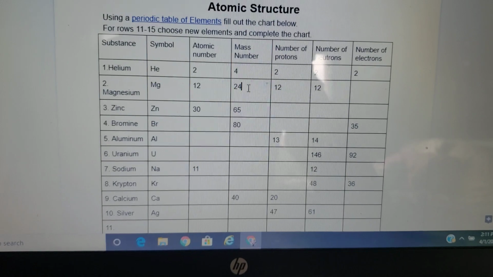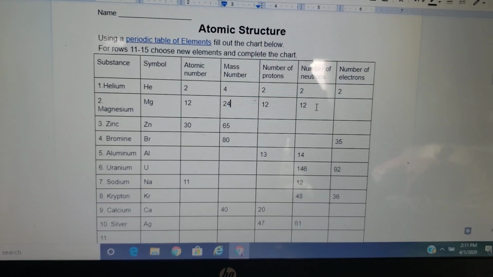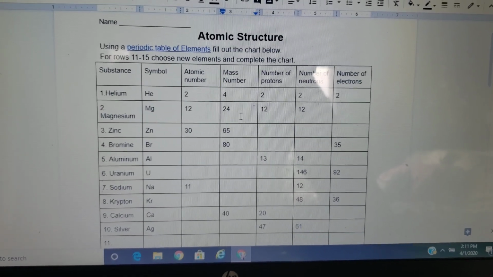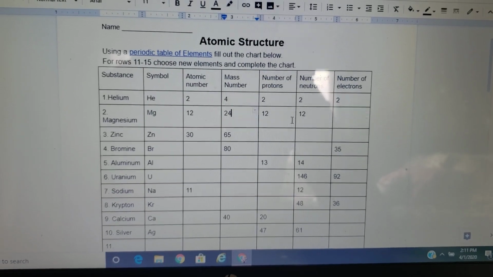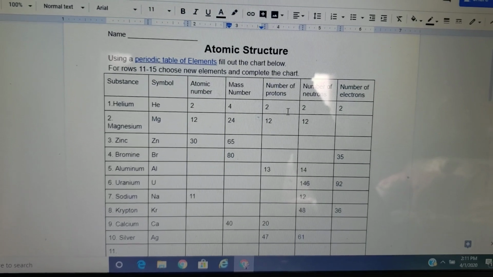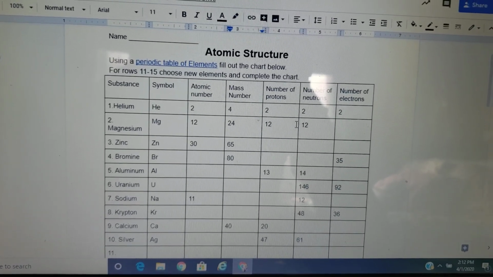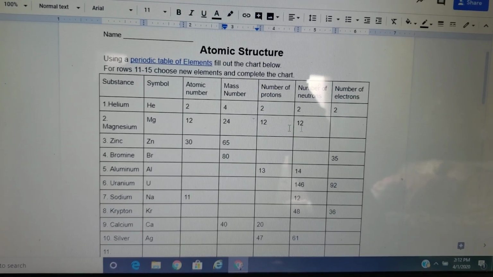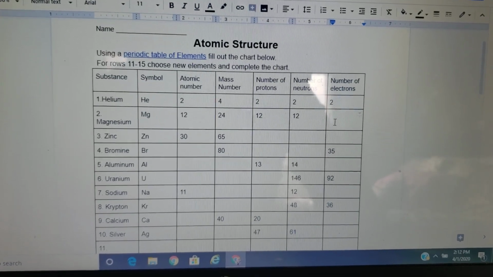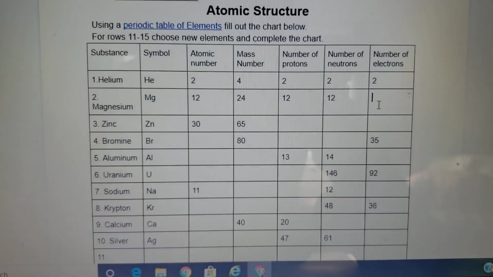The number of neutrons was already given to us, but your protons and neutrons have to equal 24. So what's 12 plus 12? 12 plus 12 is equal to 24, so we're good. Same thing in helium, 2 plus 2 is equal to 4. As long as these two numbers add up to that number, you're good. And the number of electrons is always going to be equal to the number of what? Protons. So I'm going to put a number 12 here.